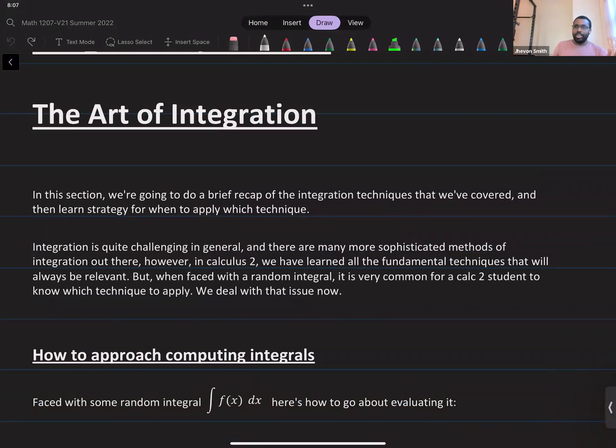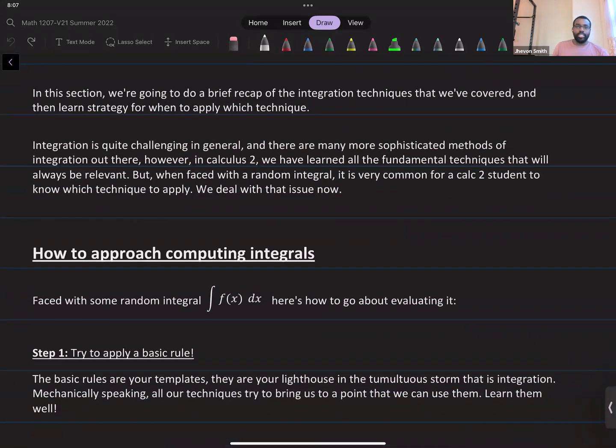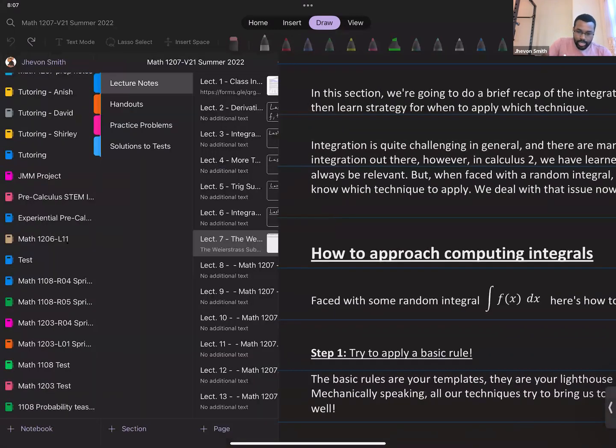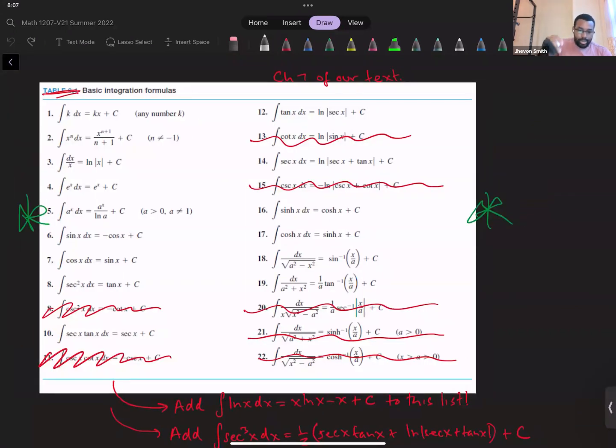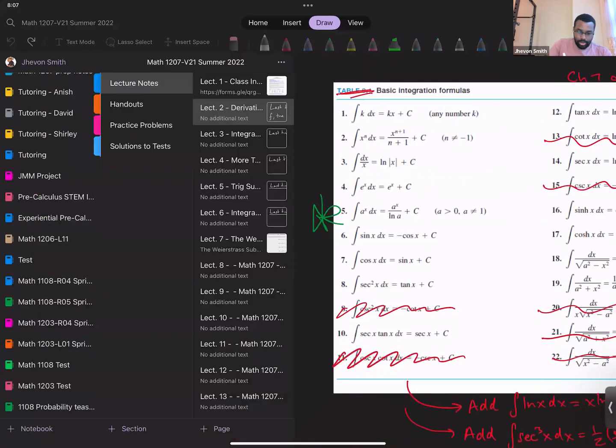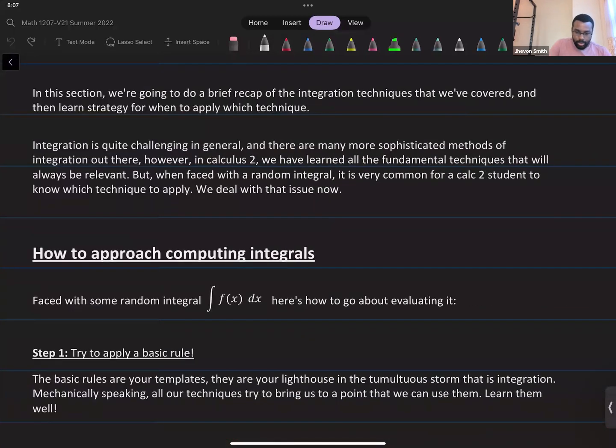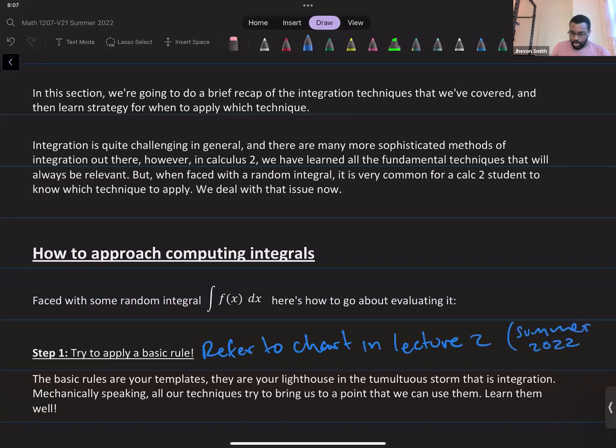And we actually already know the first few steps. The first one is to try to apply a basic rule. When I say basic rule, I'm referring to the chart in lecture 2. So lecture 2 of our summer 2022 class has a chart that gives you all the basic rules.